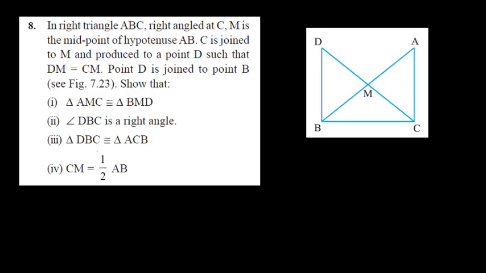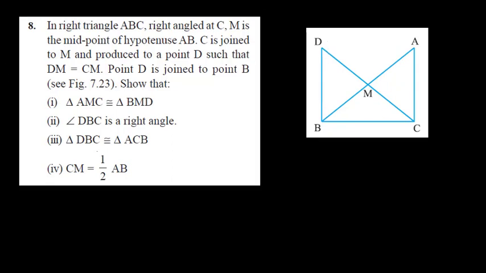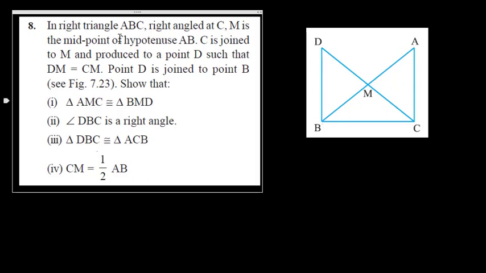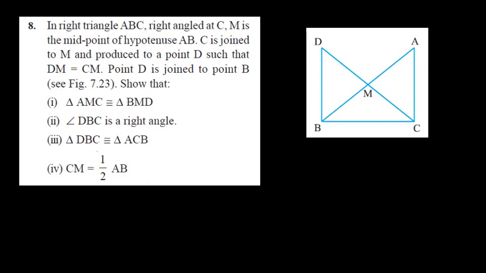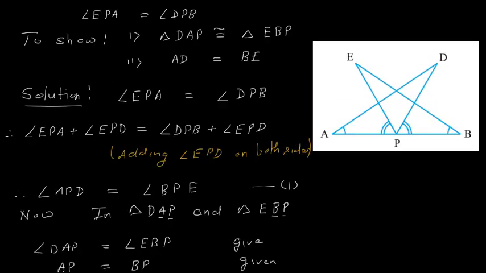Now next, 8th question. In right triangle ABC, right angle at C, M is the midpoint. Okay, so here you can see ABC is a right angle triangle. Before that, let us just check. Okay, we have proved one part. One more part is there.